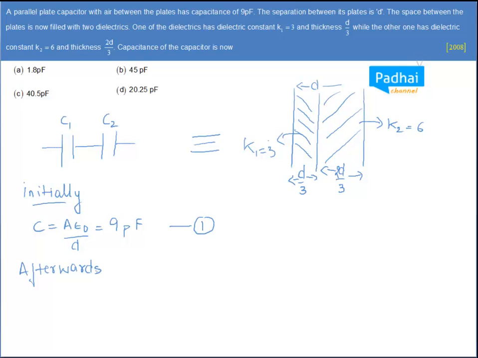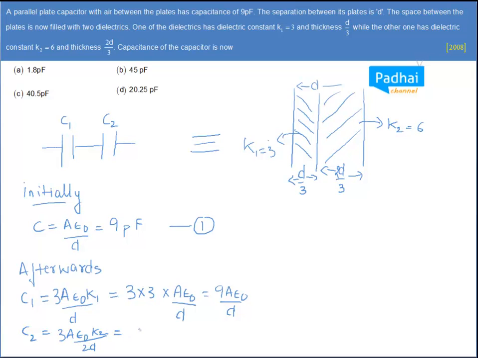Afterwards, there are two capacitors, right? C1 we can convert as A epsilon naught upon, how much is D? D by 3 basically. So 3 epsilon naught into K1. So this will be equal to 3 into K1, which is 3, into A epsilon naught by D. This will be equal to 9 A epsilon naught by D, right? Now if I talk about C2, this will be equal to what? A epsilon naught into K2 upon 2D by 3, right? And K2 is 6, so that means it will also be 9 A epsilon naught upon D.